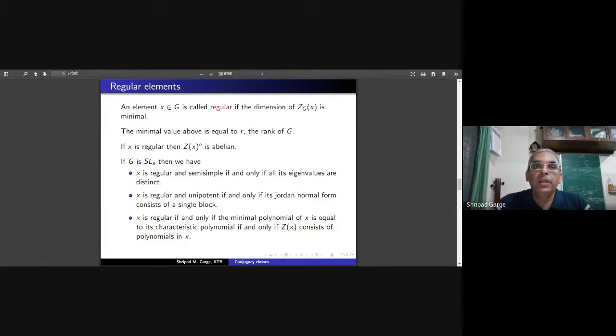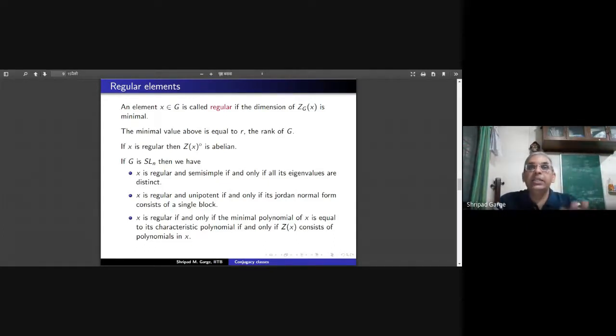When you have an element X in G, what we do is compute its centralizer. The centralizer is a subvariety, a closed subset of the group G, and the dimension of a subvariety does make sense. Of course, it's a subset of G, therefore its dimension is bounded above. You look at all possible dimensions, and whenever the dimension is the minimal possible, we call the element X a regular element.